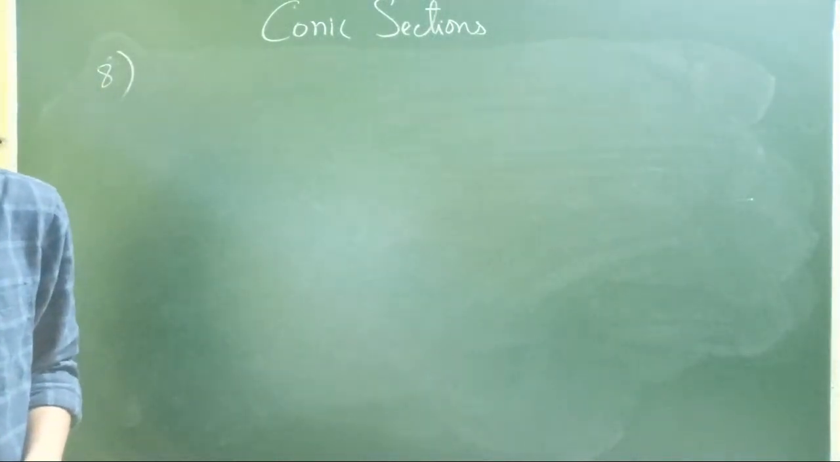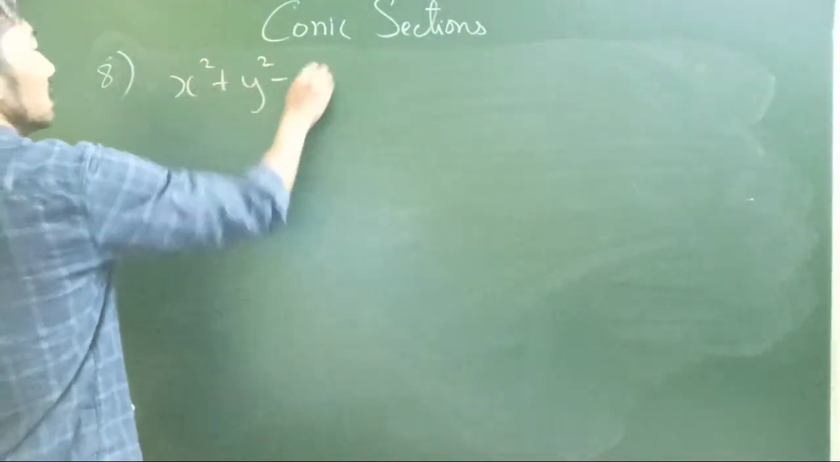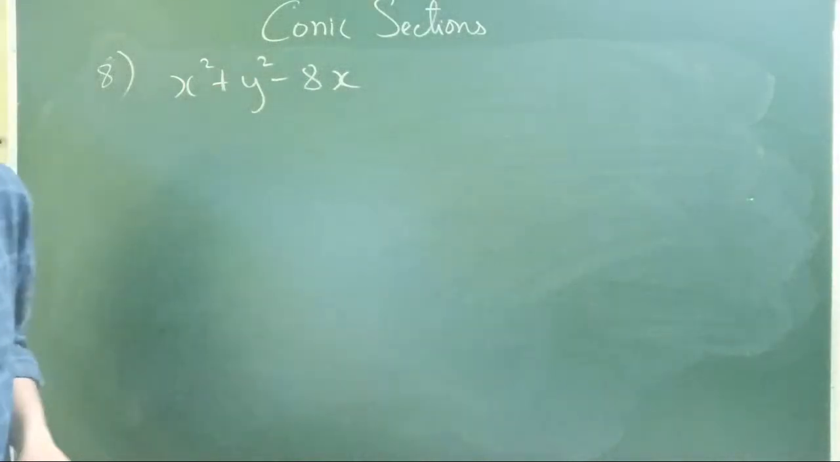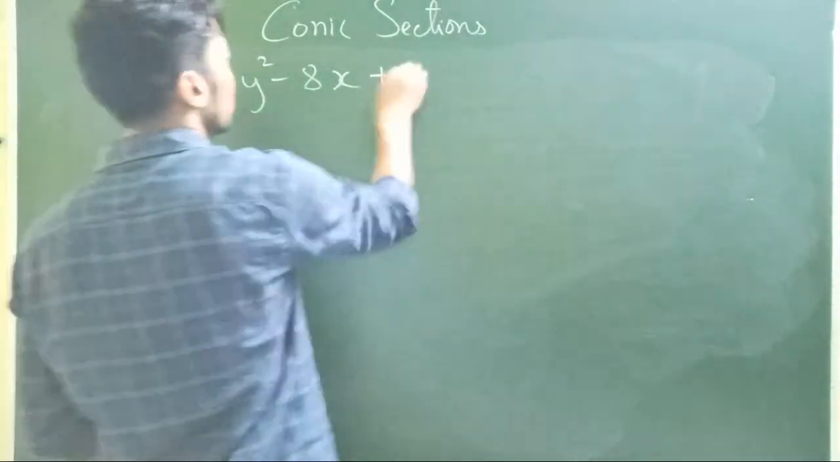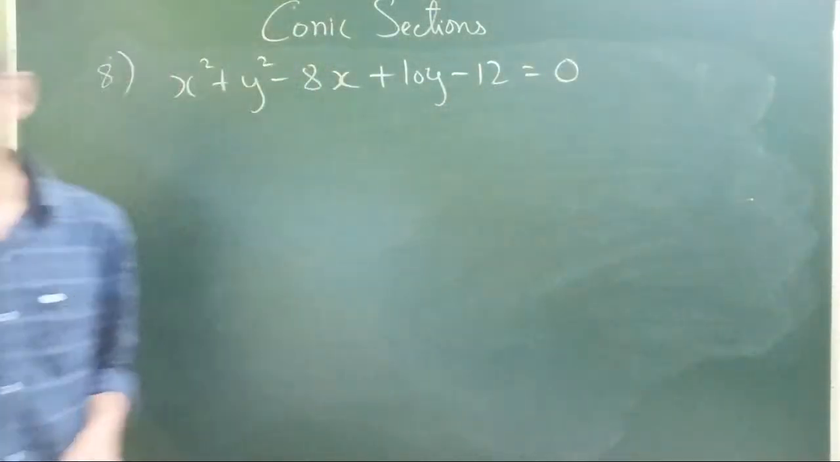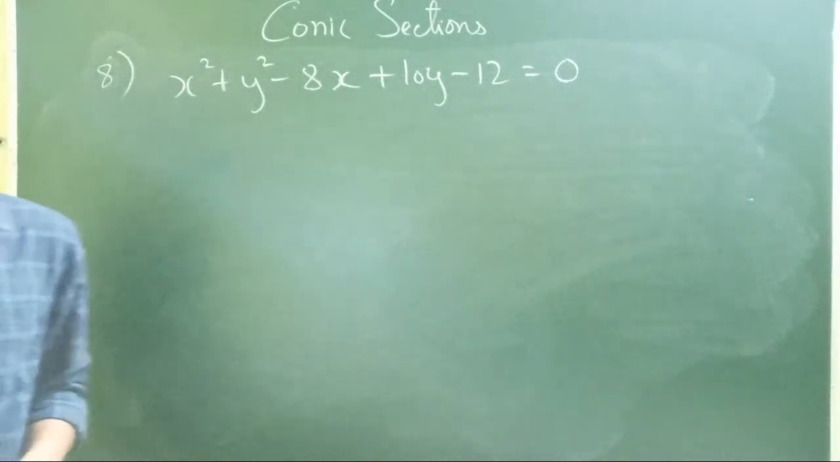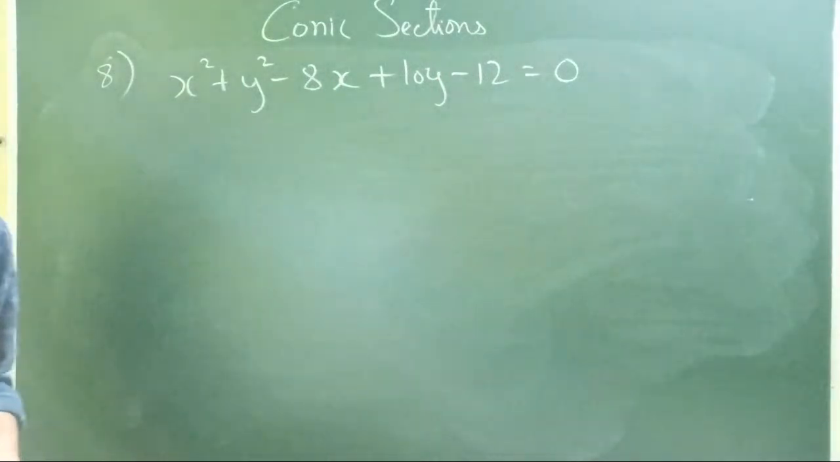x square plus y square minus 8x plus 10y minus 12 is equal to 0. Okay, Rohit, good to know you. Alright, x square plus y square minus 8x plus 10y minus 12 is equal to 0.